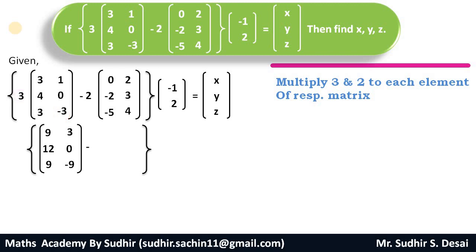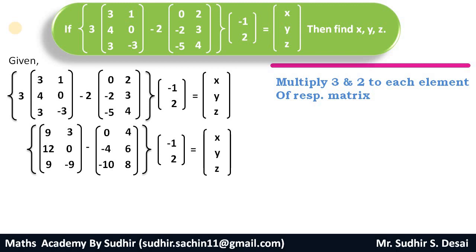Now multiply 2 to each element of the matrix. So 2 into 0, 0, 2 into 2, 4, 2 into minus 2, minus 4, 2 into 3, 6, 2 into minus 5, minus 10, 2 into 4, 8. Okay, into the matrix minus 1, 2 is equal to x, y, z.